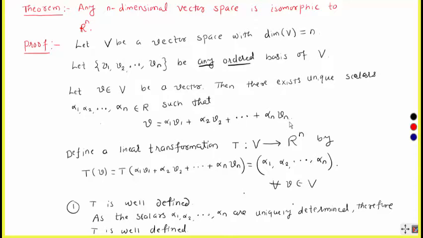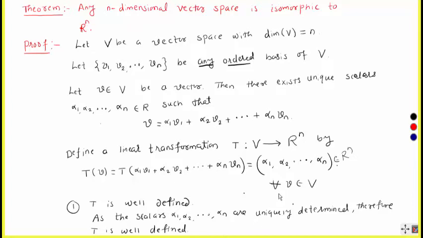Now we are going to define a linear transformation. See here how the linear transformation is defined. Define a linear transformation T from V to Rn by T of v, now v is this linear combination of v1, v2, ..., vn. So T of alpha 1 v1 plus alpha 2 v2 and so on alpha n vn is equal to alpha 1 comma alpha 2 and so on alpha n. This is the ordered n tuple of real numbers. These scalars are real numbers. So this alpha 1, alpha 2, ..., alpha n must belong to Rn.